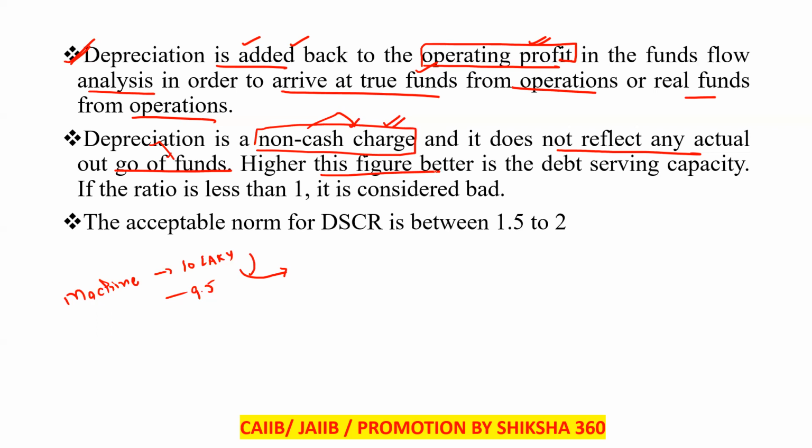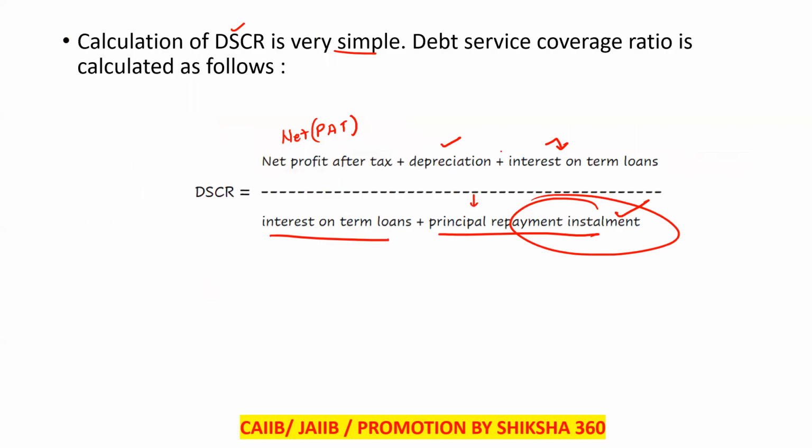So the higher this figure, the better is the debt servicing capacity. If the ratio is less than 1, then it is to be considered bad. As the ratio is more, it is better.